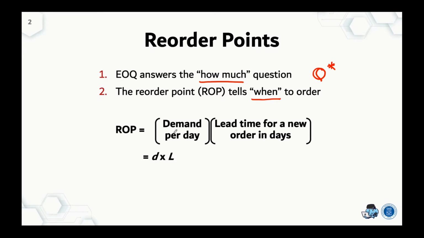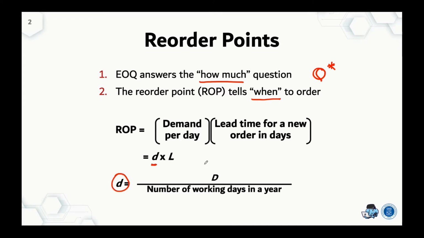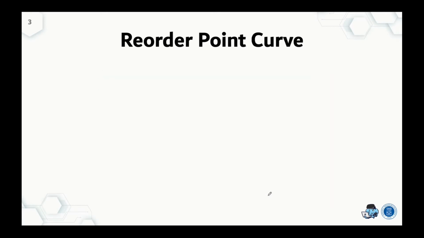We see there's a demand per day, which we simply write as small d, multiplied by L, the lead time. And then the small d itself, demand per day, is equal to the demand in one year, so this is yearly demand, divided by the number of working days in a year.